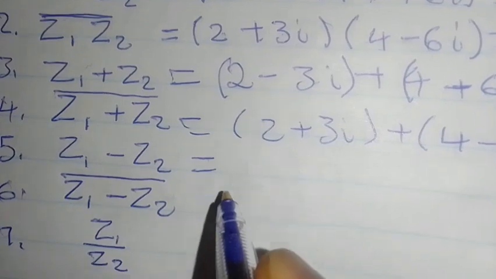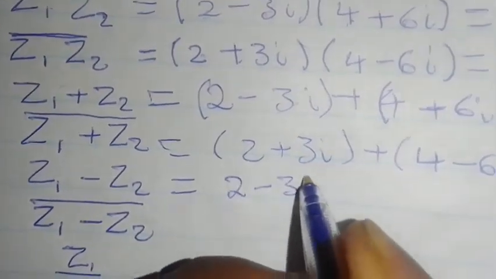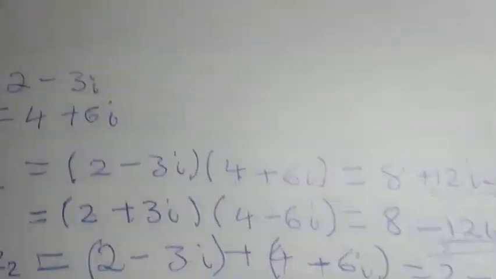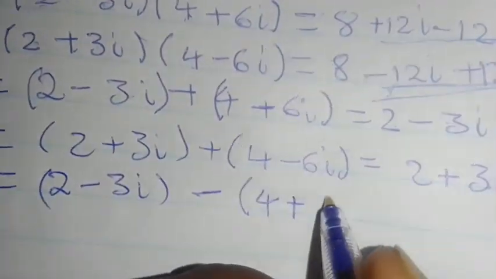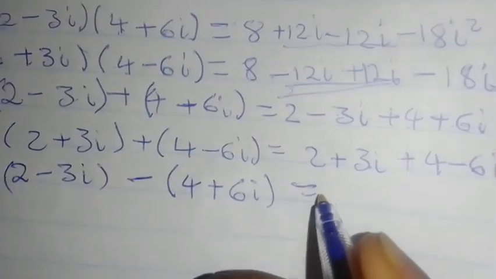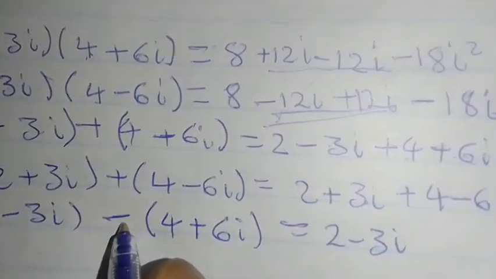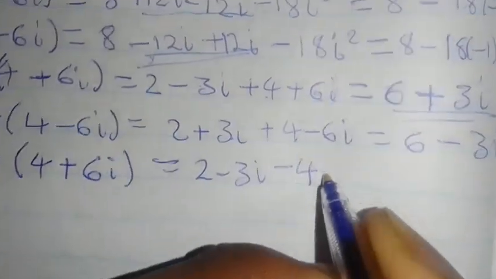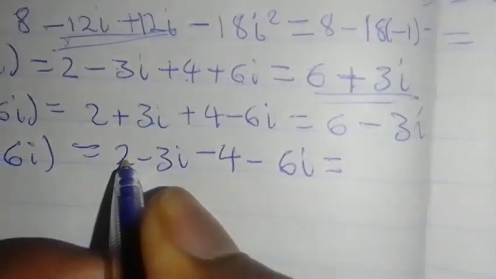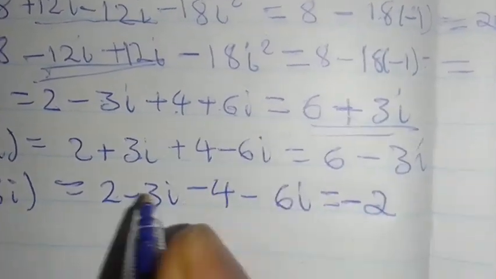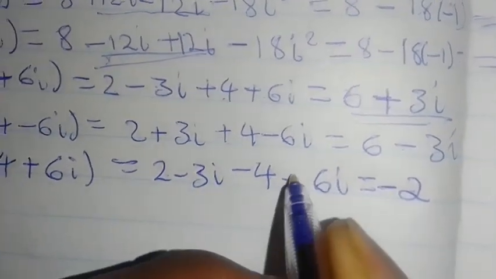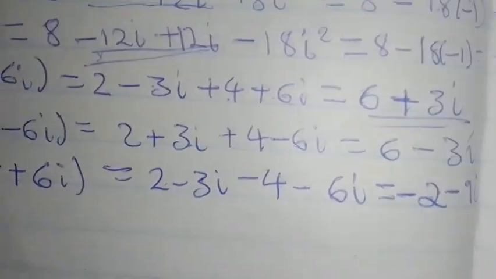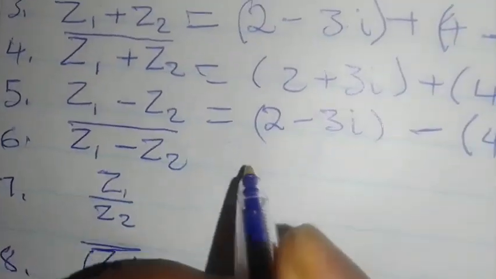So right, now let's proceed. Let's say you're finding the difference between them. So you have 2 minus 3i is Z1, minus Z2, which is 4 plus 6i. So you're going to have 2 minus 3i. Then you distribute the negative here. So you'll have minus 4, then you'll have minus 6i. So now you're going to have 2 minus 4, you get minus 2. And then you'll have minus 3i minus 6i, then you have minus 9i. Right?